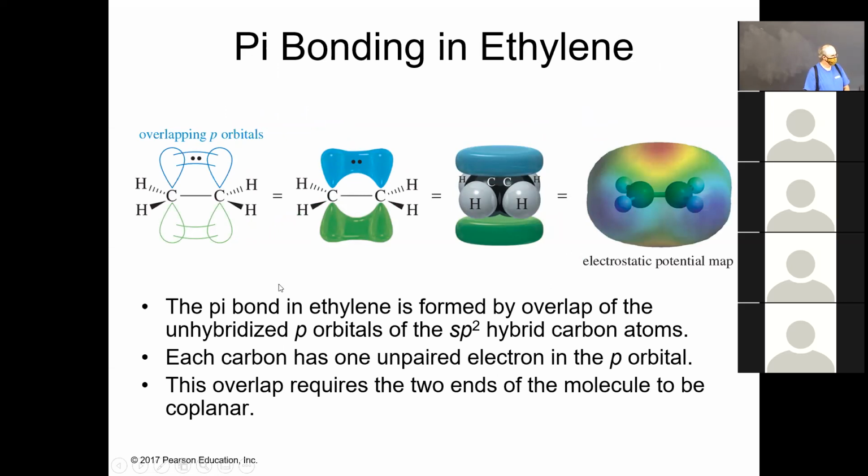Here's an electrostatic potential map of ethylene, and this will be important in the next chapter because you can see that where the pi bond is, that's very electron rich. And so alkenes are going to attack electron deficient groups.